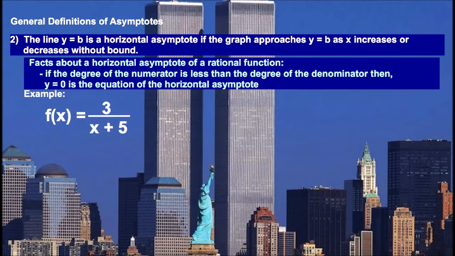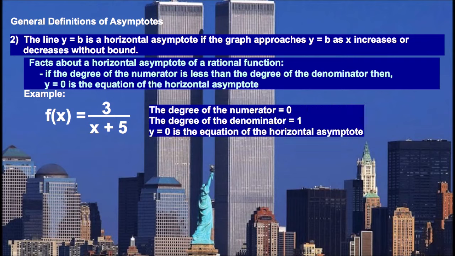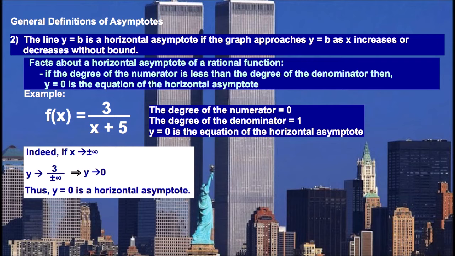Example: f of x equals 3 divided by x plus 5. The degree of the numerator is equal to 0. The degree of the denominator is equal to 1. y equals 0 is the equation of the horizontal asymptote. Indeed, if x approaches positive and negative infinity, y approaches 3 over positive and negative infinity. Thus, y approaches 0. Thus, y equals 0 is a horizontal asymptote.